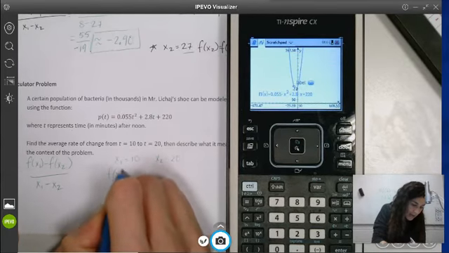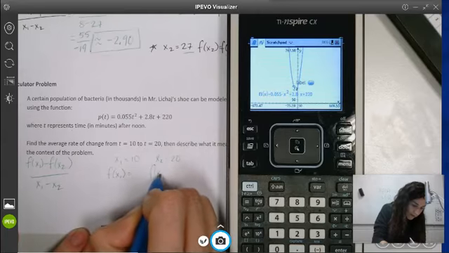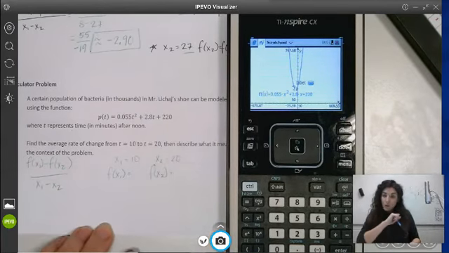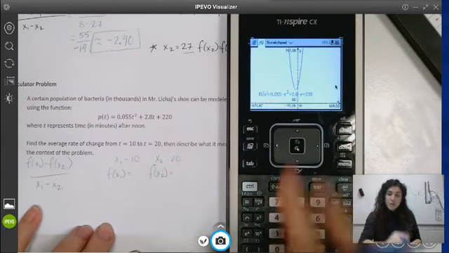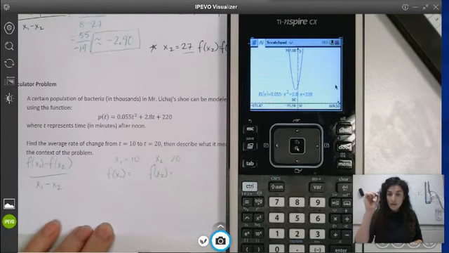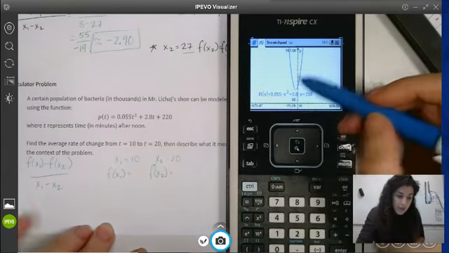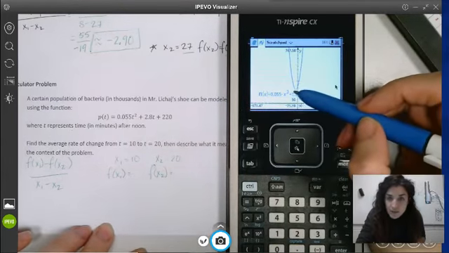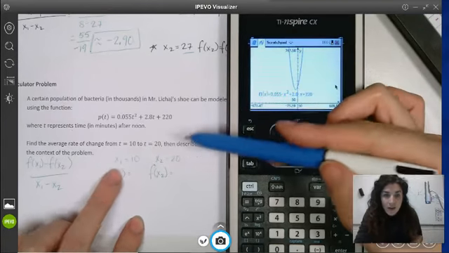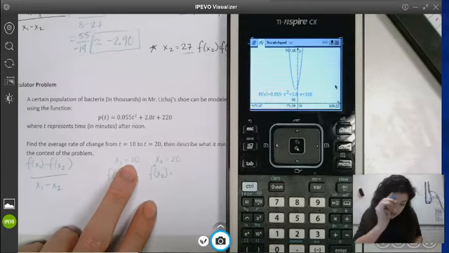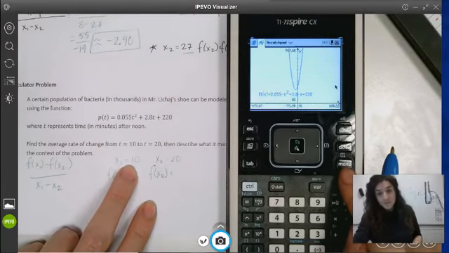But I do not have my f of x sub 1 or my f of x sub 2. You can use your calculator to find those y values. What we're going to do is trace on this graph. To trace means to follow what's going on the graph, almost like you're tracing it with a pencil: what is the y value when I'm talking about an x value of 10? Your calculator does it for you.